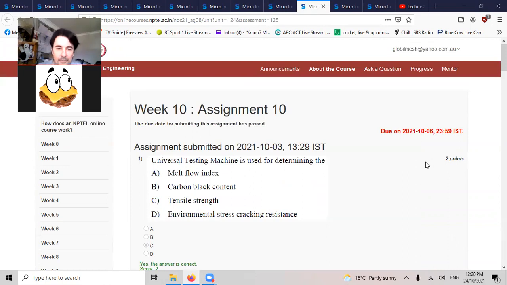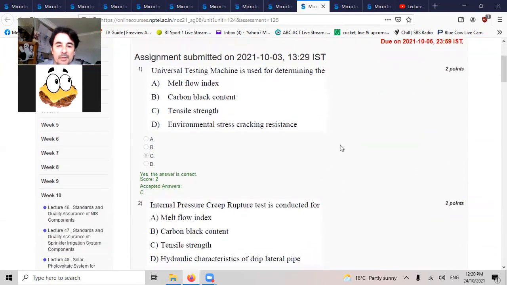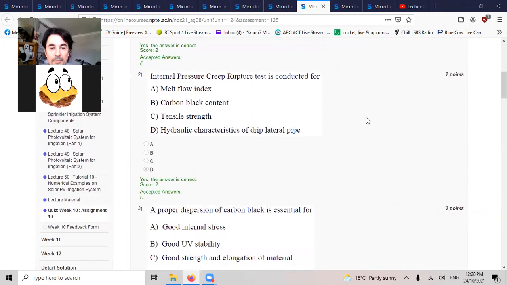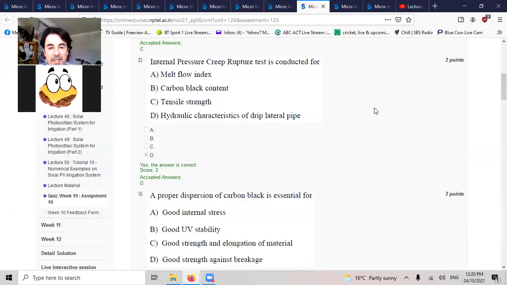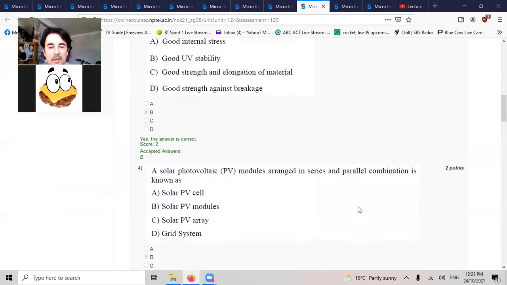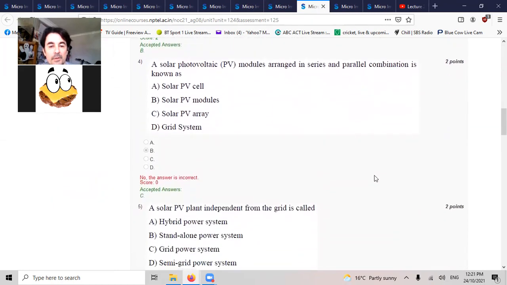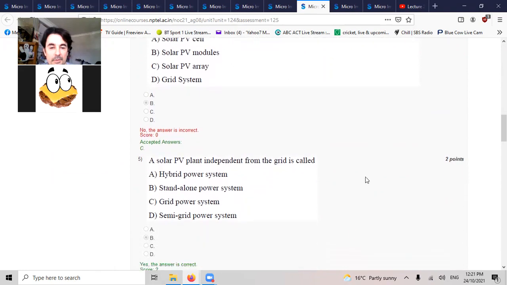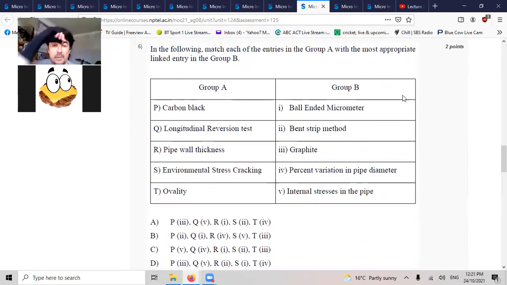Universal testing machine is used to determine the tensile strength. Internal pressure creep rupture test is conducted for hydraulic characteristics of a drip lateral pipe. Proper dispersion of carbon black is essential for a good UV stabilization. Solar PV modules that are arranged in series parallel combination are known as a PV array. Solar PV plant independent from the grid is called standalone. Carbon black is graphite, P3.